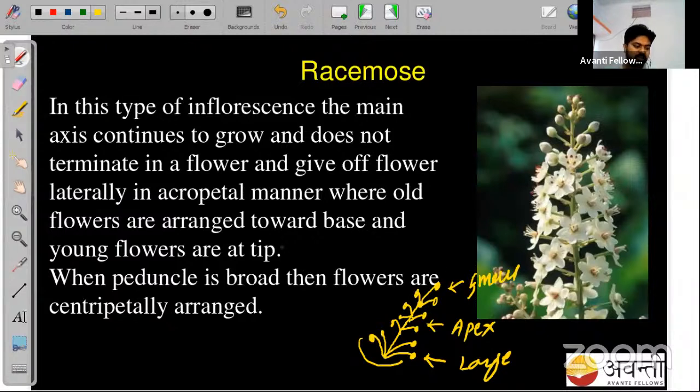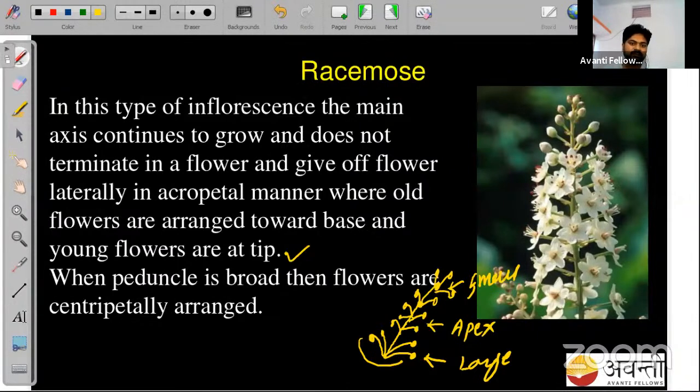So the flowers are arranged with the oldest toward the base and the young flowers at the tip. Young flowers are generated at the apex side and old flowers remain on the basal side. That is the meaning of racemose, and this type of inflorescence is known as racemose. This is one simple definition we can give.